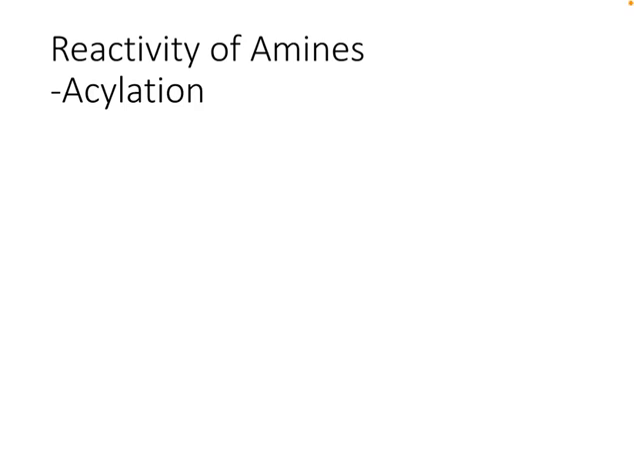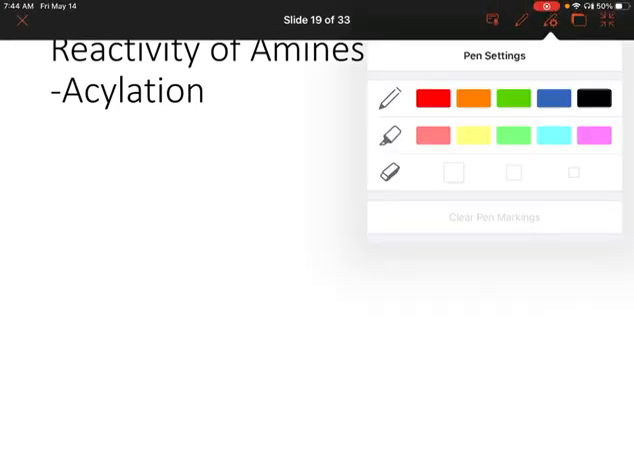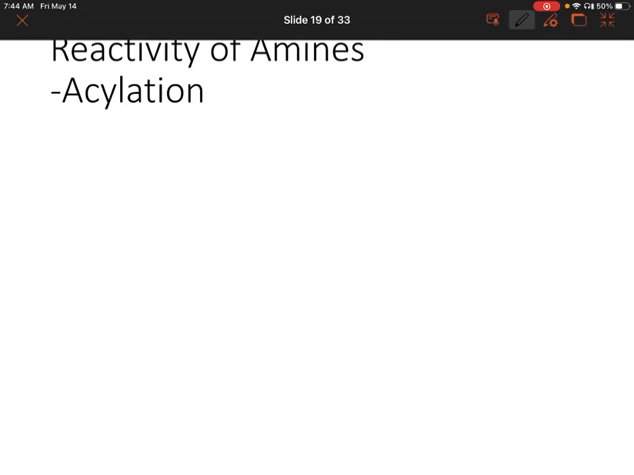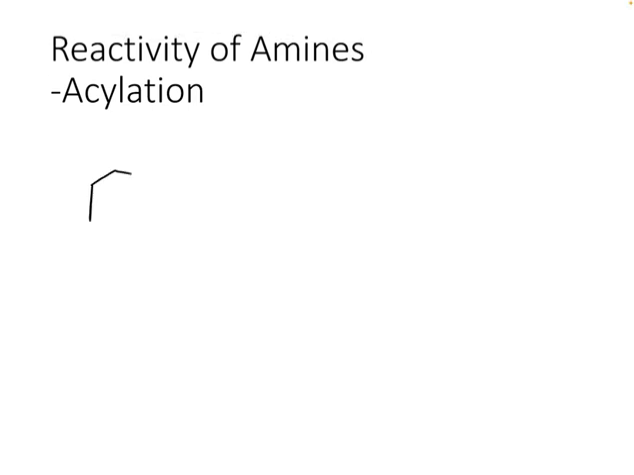Hi everyone! In this video we're going to start discussing the reactivity of amines. So the first reaction we can perform is called acylation. So let's say that we have para-hydroxyaniline. So we've got our alcohol group opposite the amino group there.